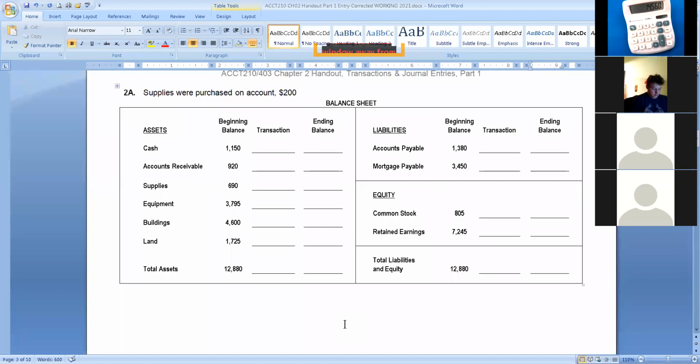Okay, 2 is a little bit of a tricky one. The supplies is okay. All right. Well, let's take the easy one. What's happening to supplies? Is it going up or down? It's going up. Yep. So supplies are going up by 200.